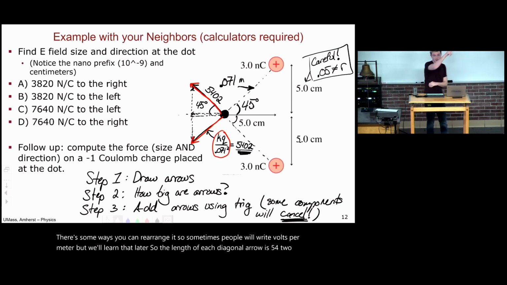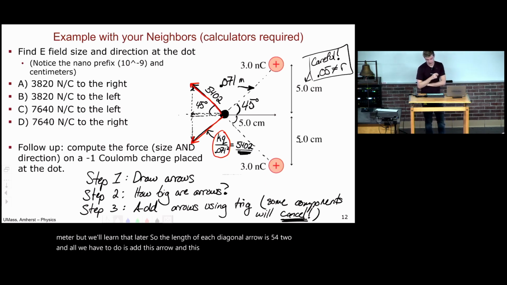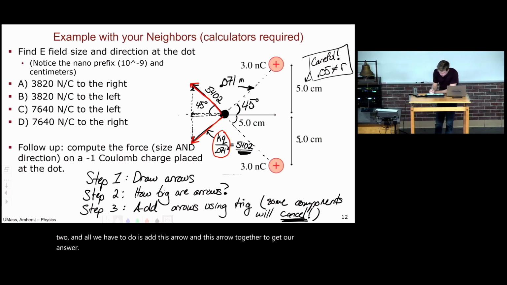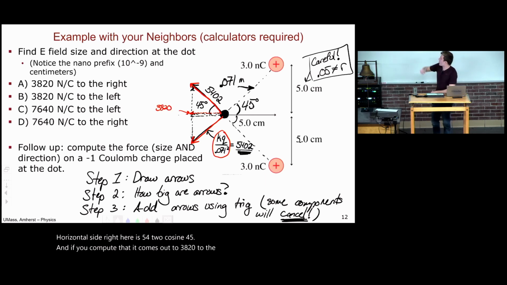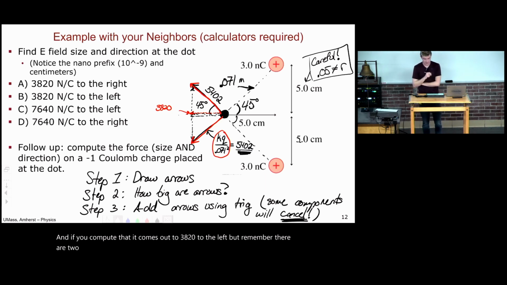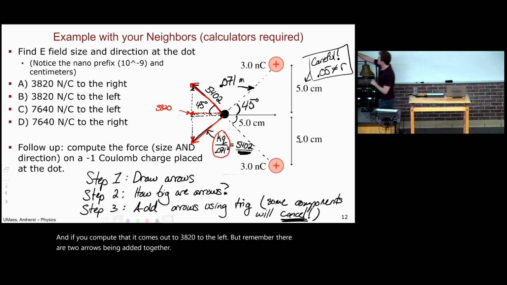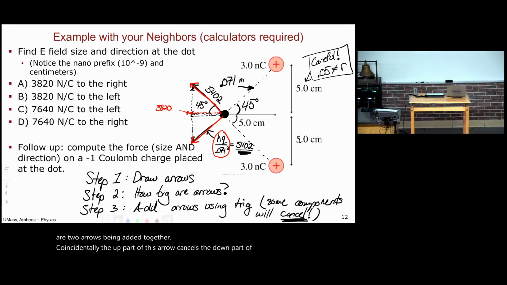And all we have to do is add this arrow and this arrow together to get our answer. So using trig, this horizontal side right here is 5402 cosine 45. And if you compute that, it comes out to 3820 to the left. But remember, there are 2 arrows being added together. Coincidentally, the up part of this arrow cancels the down part of this arrow because they're the same size but opposite direction. And then you have to add together the 2 leftwards arrows to get a total of 7640 to the left, which is C.